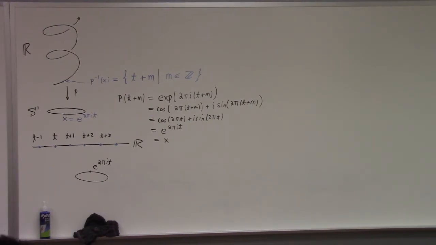But okay, so I think I've explained the fiber, at least for our central example. All right. What next? Sheets. What are these sheets? What does that mean? So what does an open set look like in the circle? If you pick a point, right?